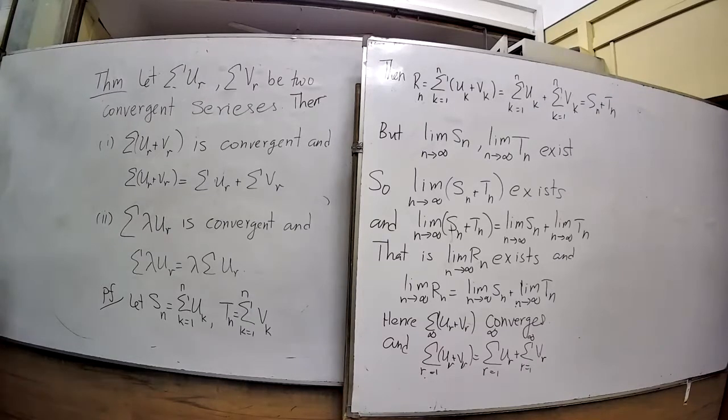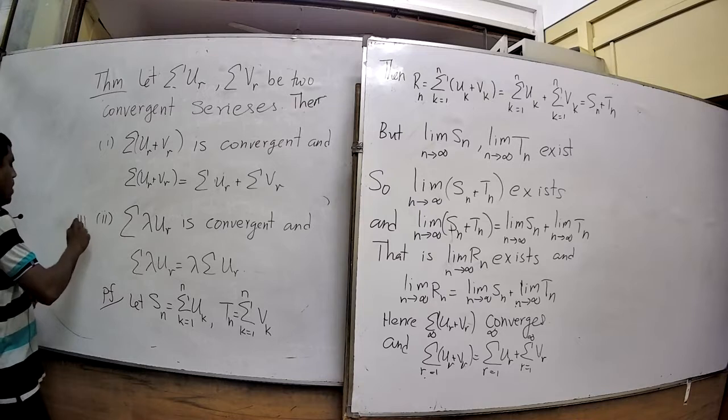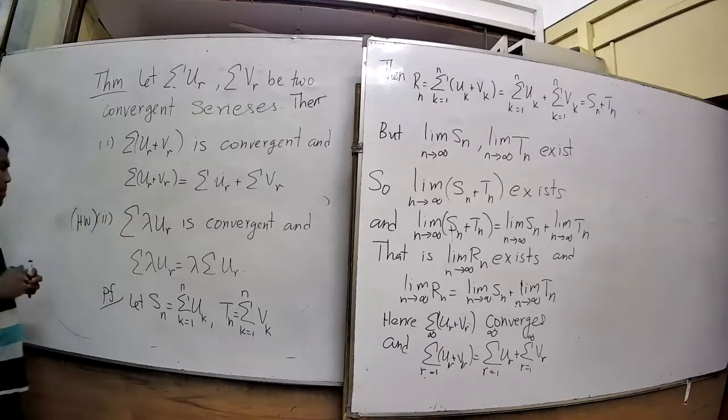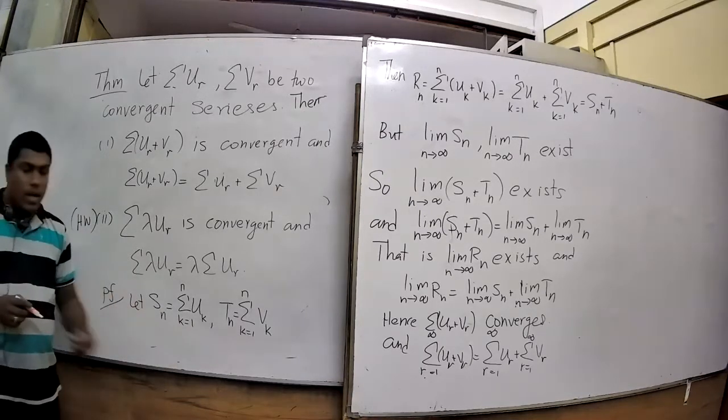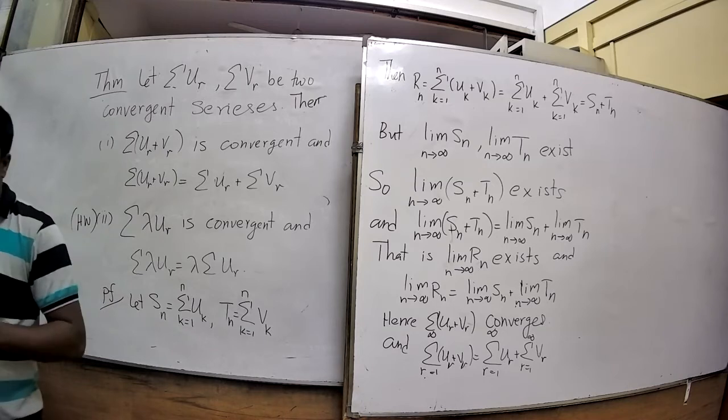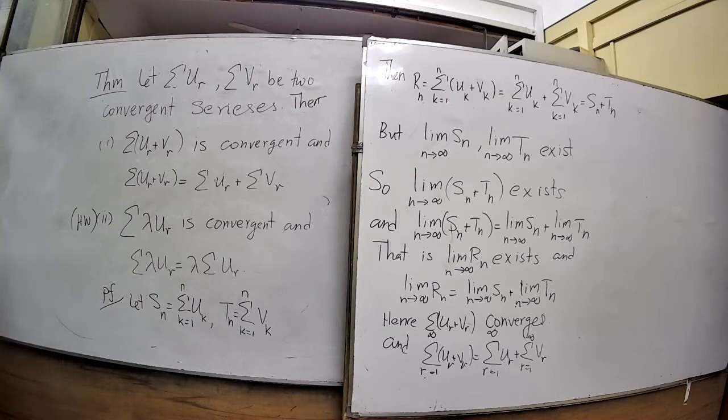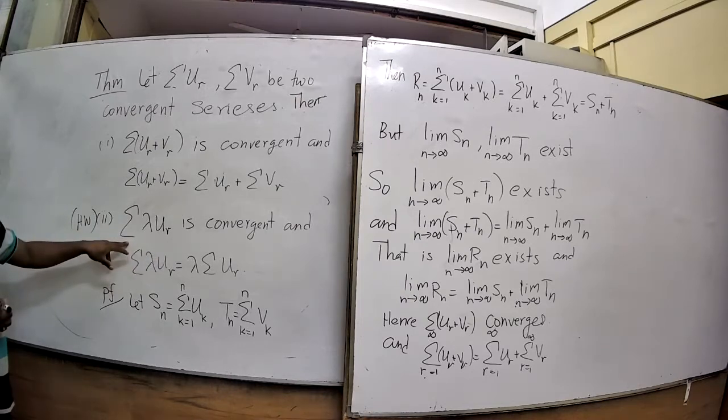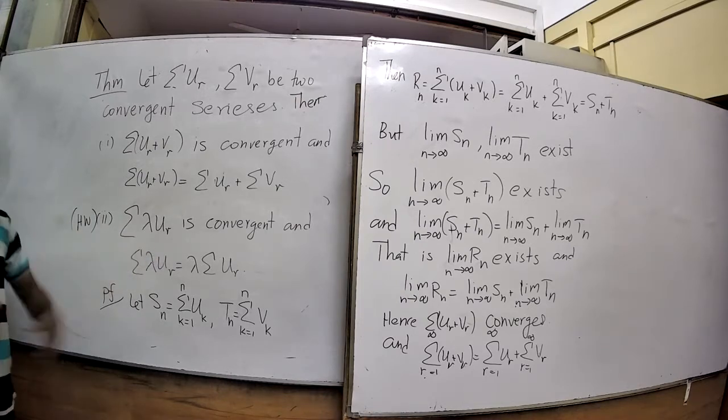Second part, I leave it as an exercise. I leave it as homework because it is the same. You already know this, and then you can start defining the partial sum of this sequence, and then you can easily see the convergence, right?